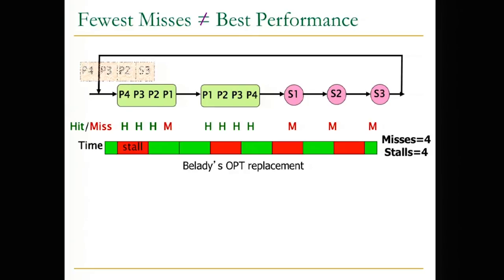You have four misses, right? 1, 2, 3, 4. And you have four different stalls, right? For this block, you're going to stall for this miss. For this block, you're not going to stall. Sorry, this is not very nicely aligned. I should fix this alignment. PowerPoint has all this problem. But basically, you're going to stall for this miss, you're going to stall for this miss, you're going to stall for this miss, and you're going to stall for this miss. Right? Four stalls.